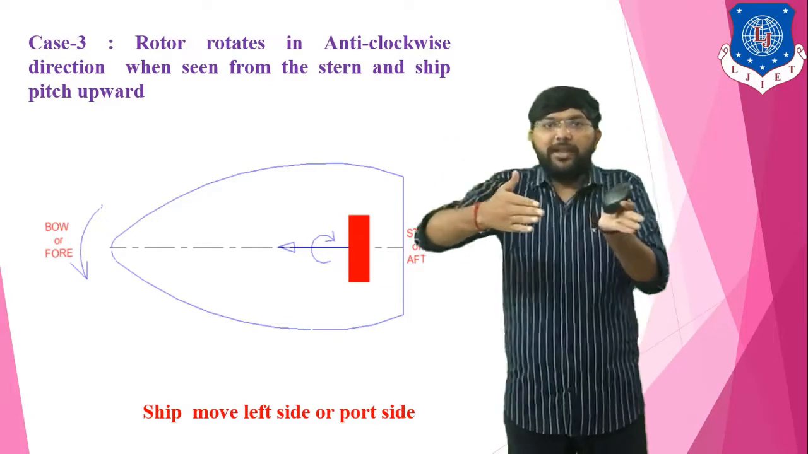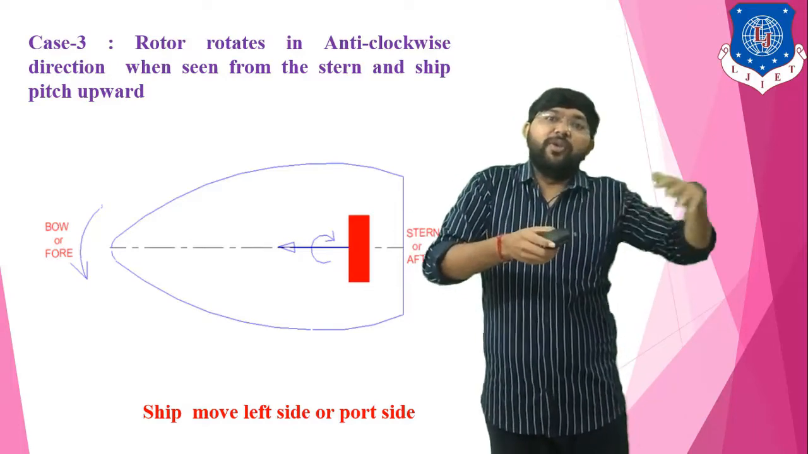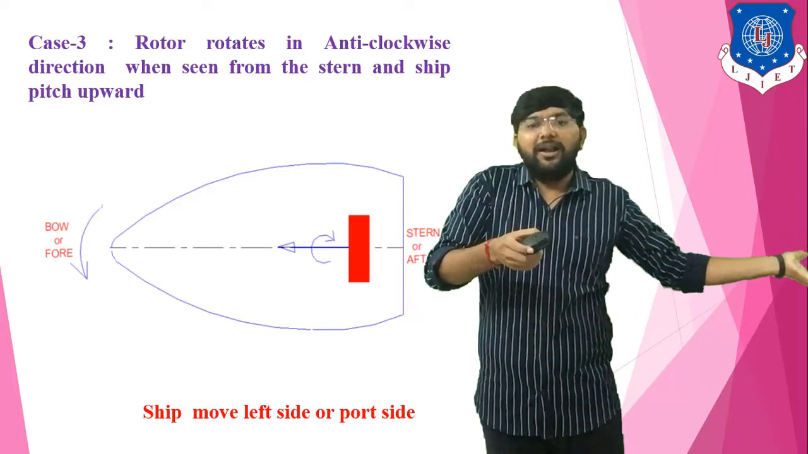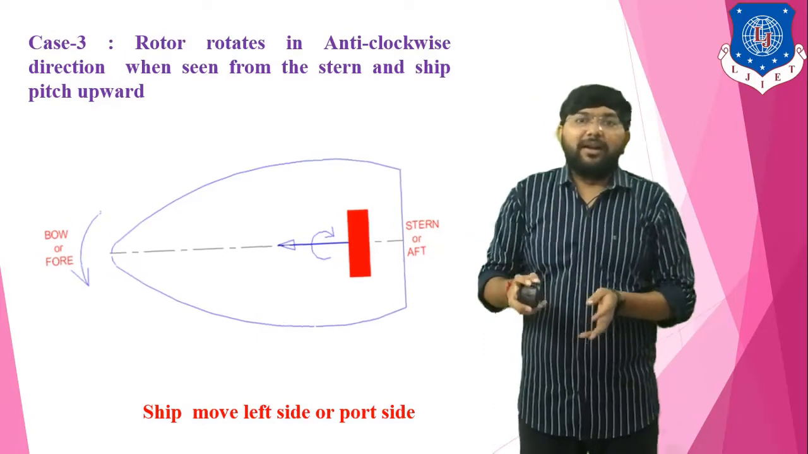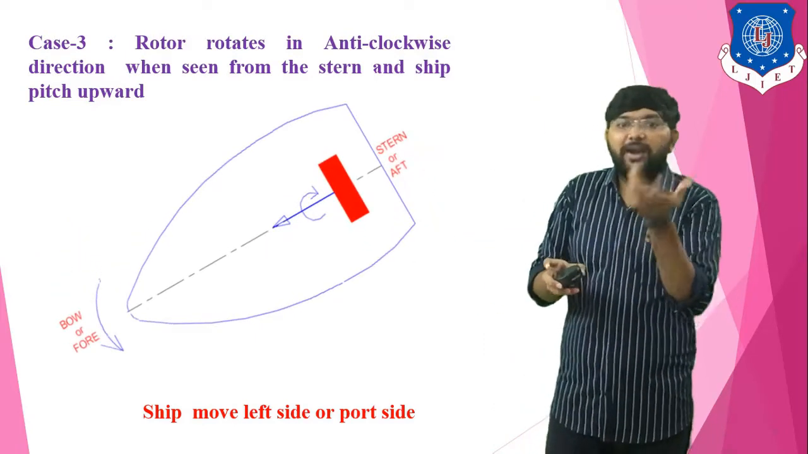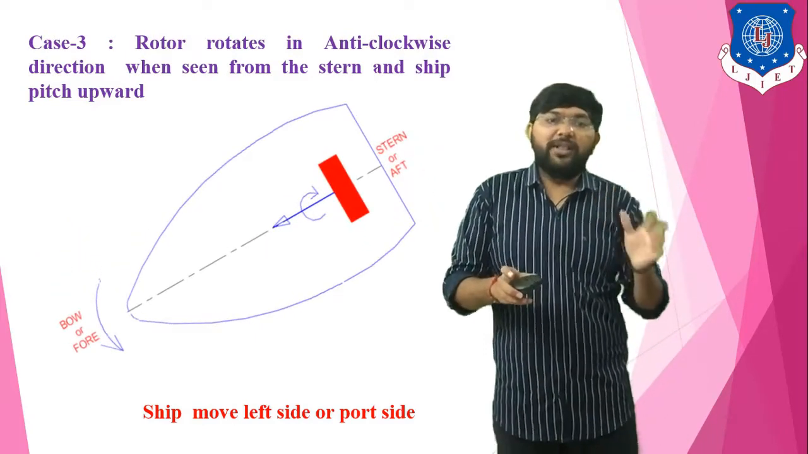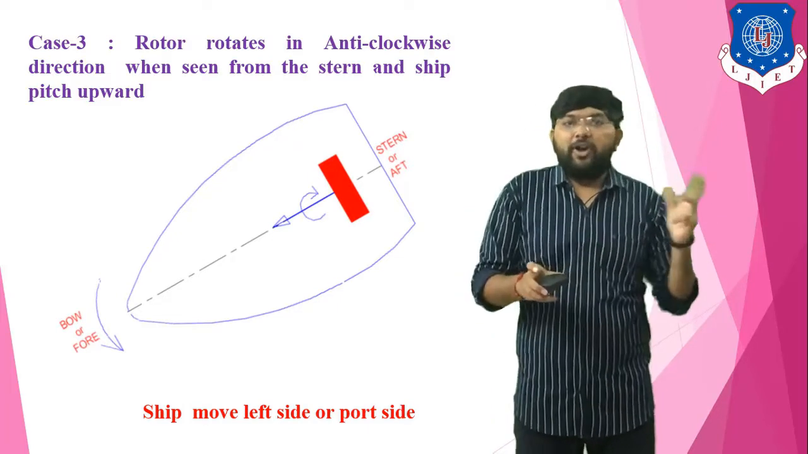If the ship moves in the inclined direction, it means the ship moves to the left hand side or port side. You see this figure. Clear? You observe this effect in this figure. The ship tries to move in the direction of the port side or left hand side.